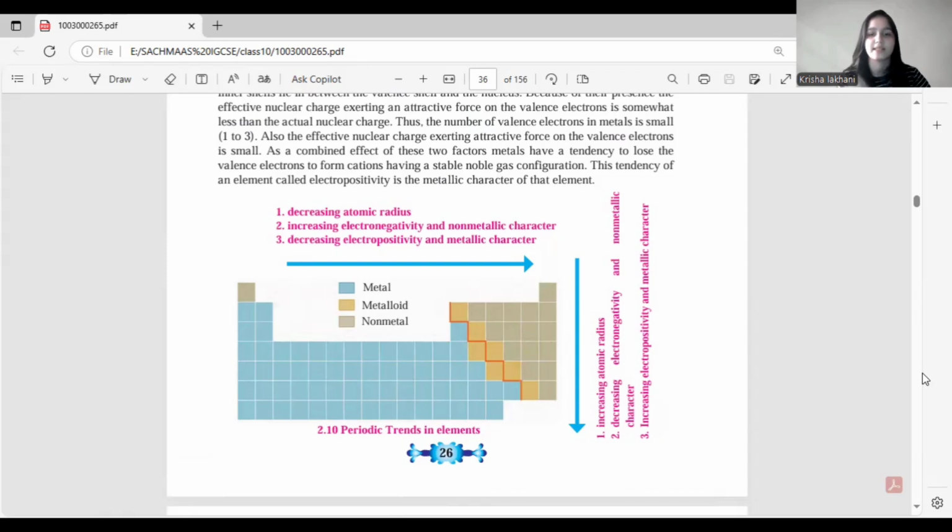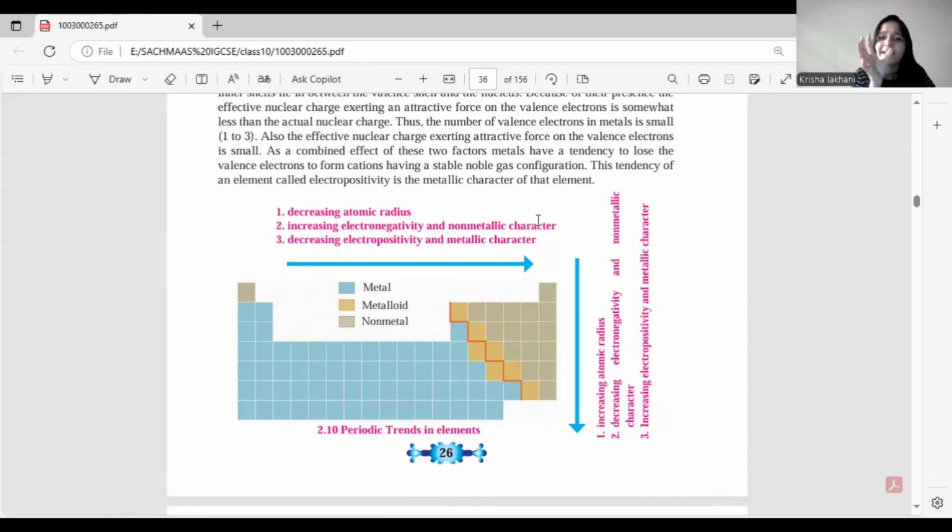Decreasing atomic sizes. As I already mentioned, from lithium to neon the atomic radius decreases. But here, as we go down, what is happening? Atomic size increases. Increasing electronegativity and non-metallic character.